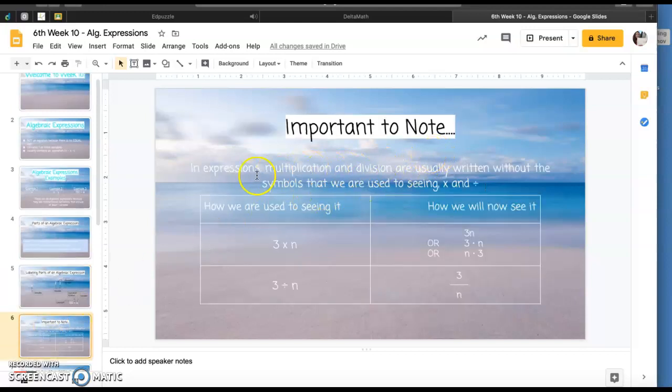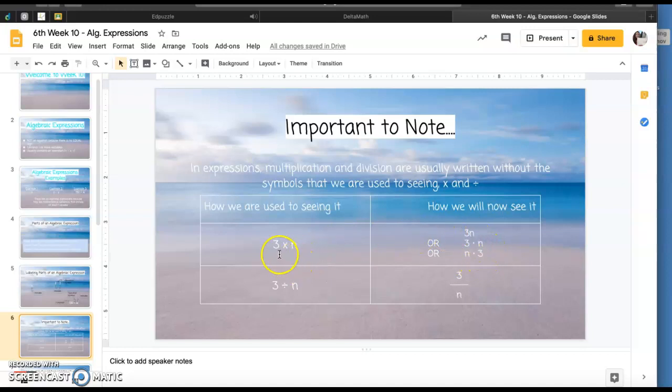It's important to note that in expressions, multiplication and division are usually written without the symbols that we're used to seeing, the x and the division sign. Instead of x, or this symbol for multiplication, we are now going to just write it like this, 3n. For example, how we're used to seeing it is 3 times n. Now we're just going to write 3n. When they're stuck together like that, that means they're being multiplied. That's the most common way you'll see it. We might also use that dot I know you guys have seen before, so 3 times n and n times 3.